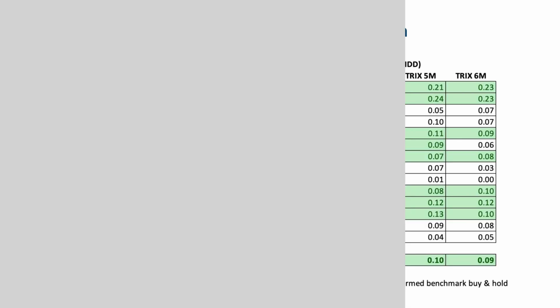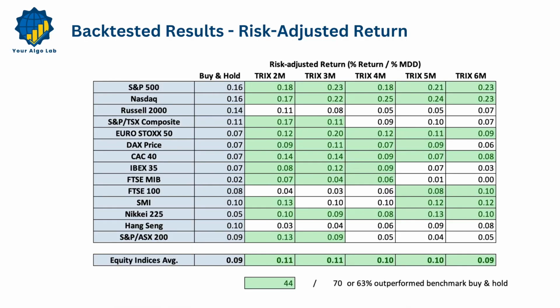To wrap it up, today we ran a grid search on our long-term resampled TRIX strategies across all global equity indices. While the strategy didn't enhance absolute returns, it did improve risk-adjusted returns. In the next episode, we will backtest the moving average crossover strategy on other asset classes, including fixed income, commodities, currencies, and cryptos.